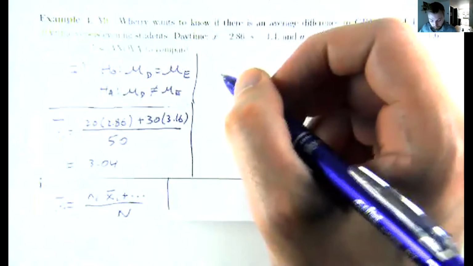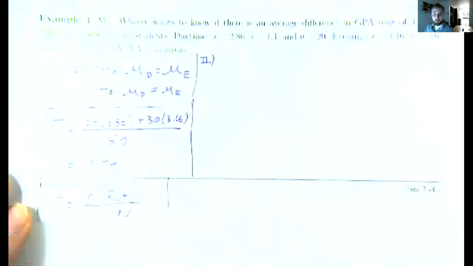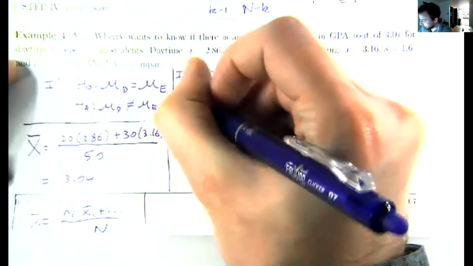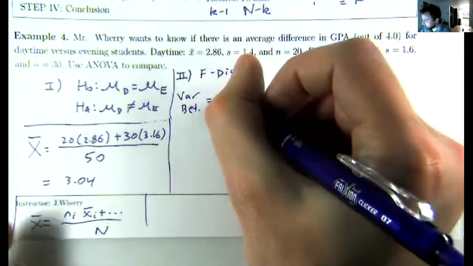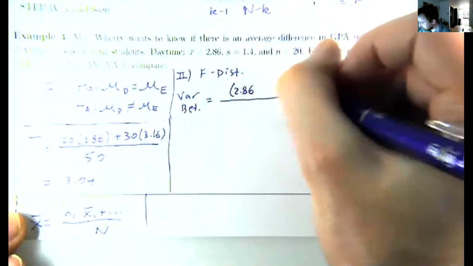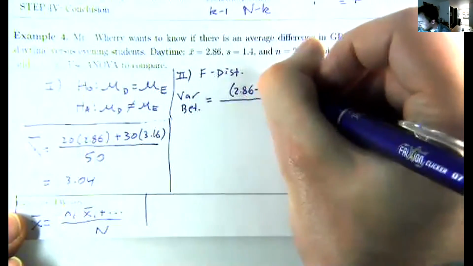So I've done all the scratch work that I'm going to do. I'm just going to get into the heart of the problem now. Step 2, I'm going to choose to use an F distribution for my model. And I'm going to start by finding the variation between groups. The way I find the variation between the groups is I take my individual averages, 2.86 and 3.16, and I compare these to the overall average of 3.04.